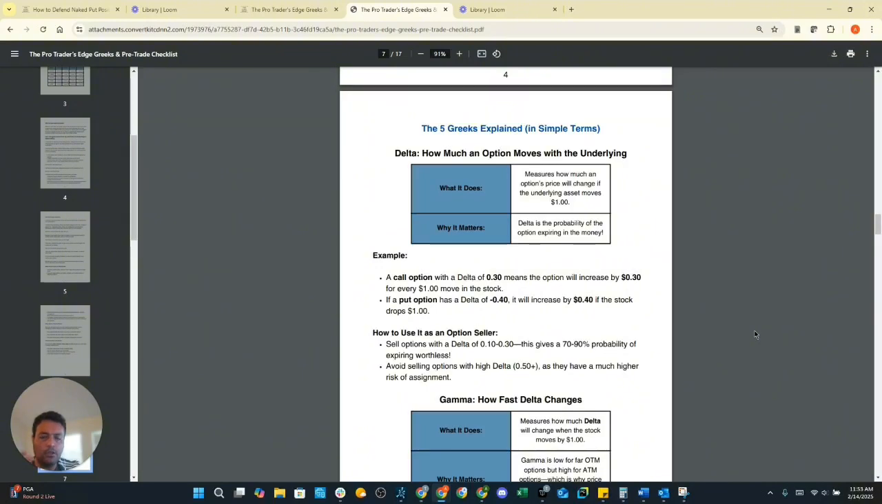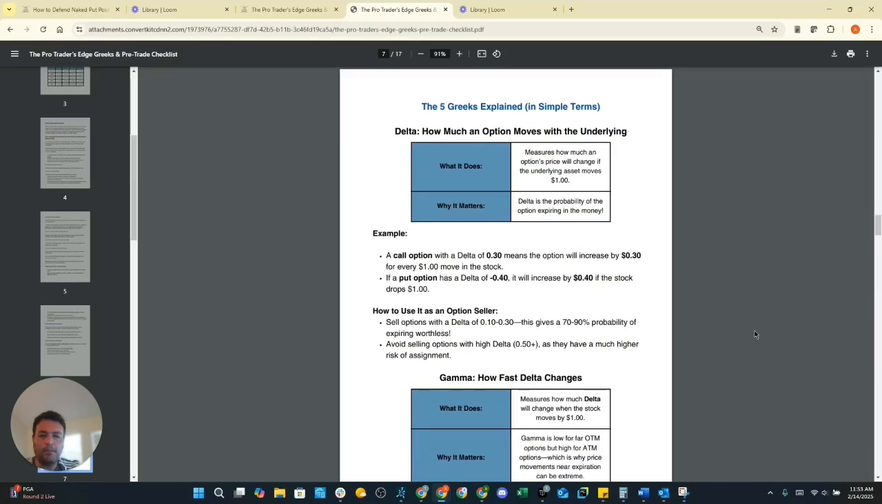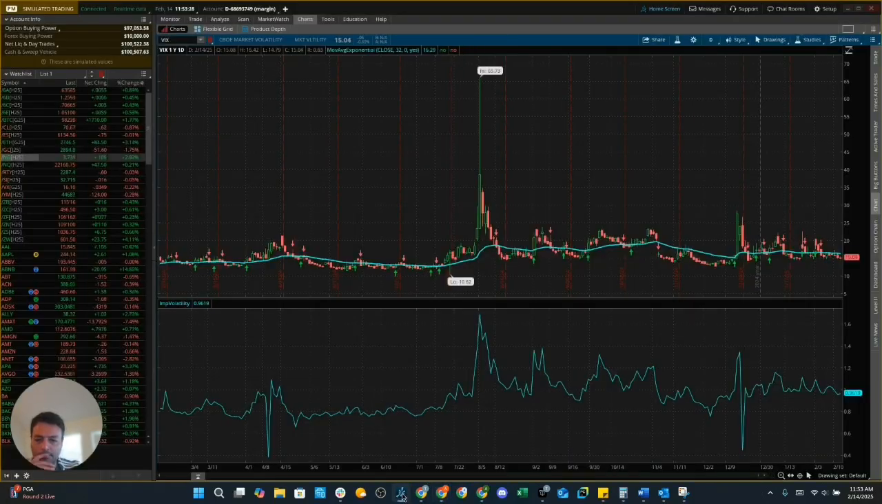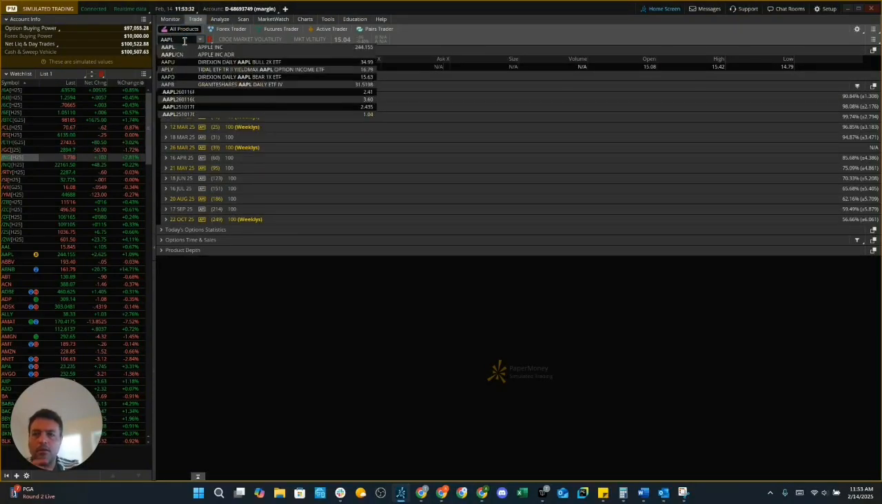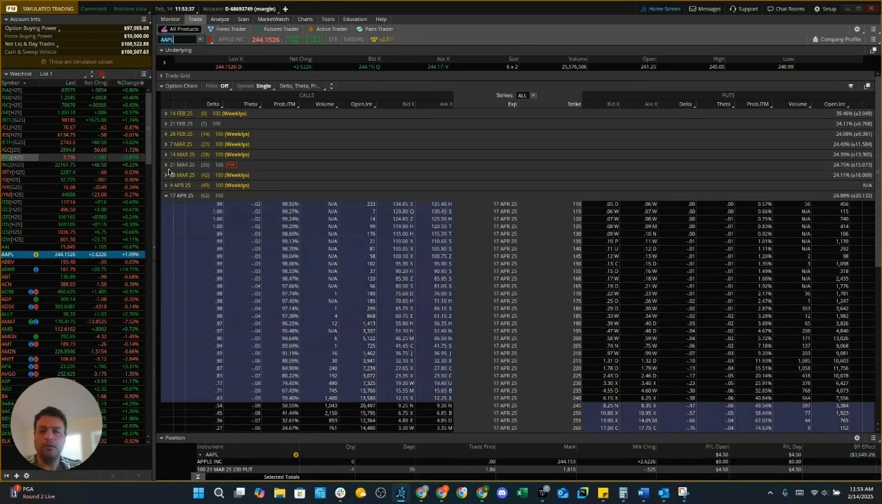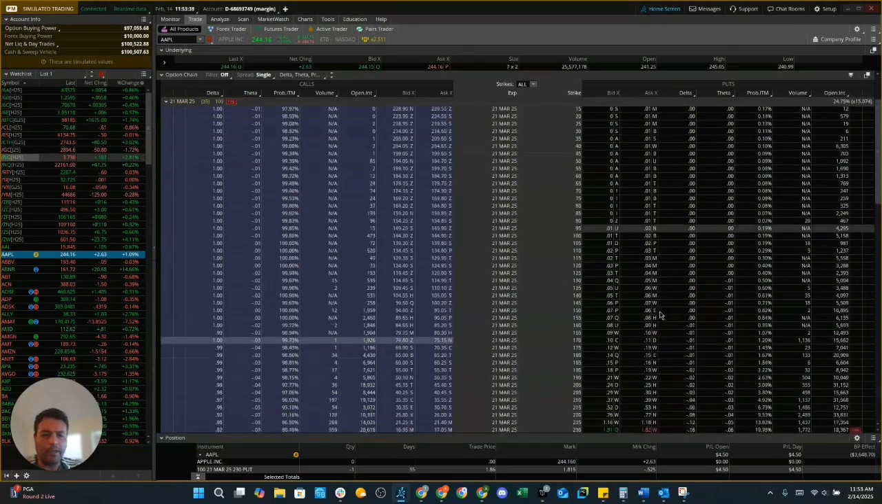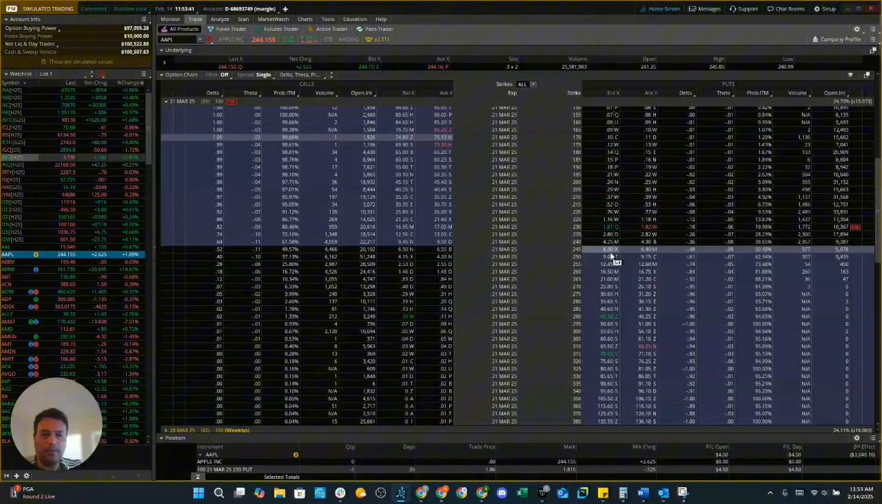We've seen that delta measures the $1 move change in the option price when the underlying moves. Why does it matter? That's the more important part, because it's the probability of success. Now, what I'm trying to say here is this: let's go into an Apple position. Let's pick up Apple, let's pick in the cycle, let's pick an at-the-money option.